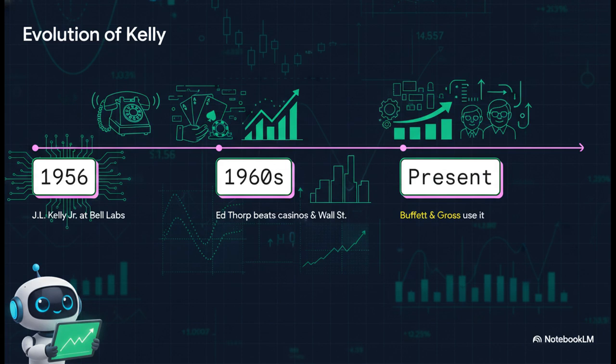The gambling community actually recognized this first. In the 1960s, the legendary Ed Thorpe realized Kelly's information theory formula was the perfect way to size his blackjack bets so he could completely conquer the casinos. Once he beat Vegas, he took that exact same math straight to Wall Street. Fast forward to today, and the most successful hedge fund managers on earth, legends like Warren Buffett and Bill Gross, have utilized the core principles of the Kelly Criterion to compound massive generational wealth.